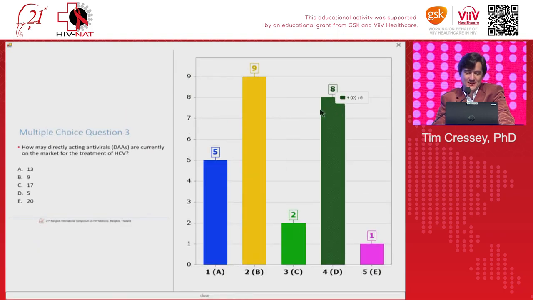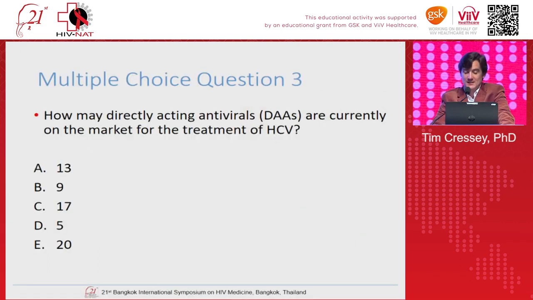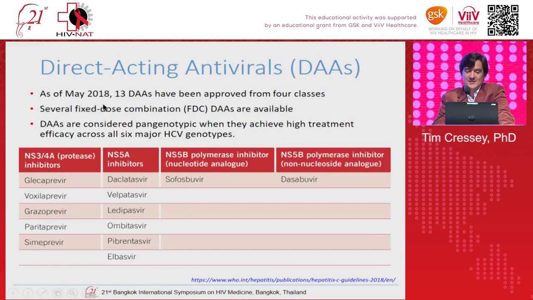So I think, yes, what you've looked at is 13, 9, and 17. So actually, I've changed it this time. Basically, the idea of this question is just to highlight that there are now a lot of DAAs on the market. There have been some earlier ones like boceprevir. These are not really included, but in this WHO document, they're saying as of today, there's around 13 DAAs.